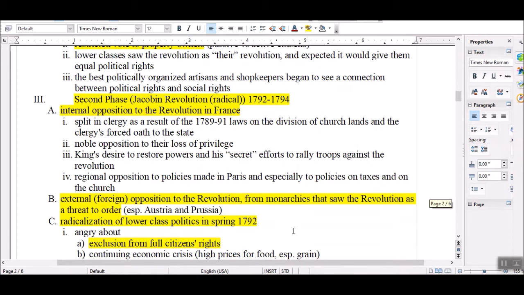Alright, so the second phase, the radical phase, also known as the Jacobin phase. I've heard it pronounced various ways. I pronounce it Jacobin. I know people are going to pronounce it differently. I believe the video that I'm going to have you watch at the end of this also pronounces it differently. It doesn't matter. Jacobin, that's what I'm going with.